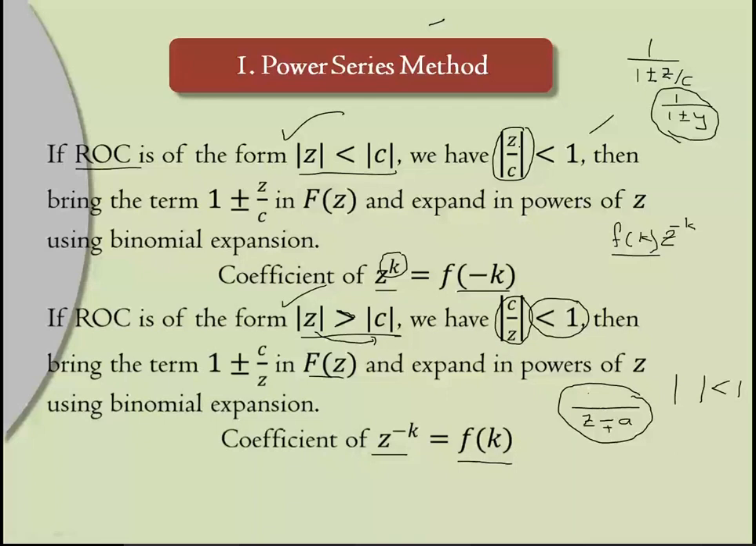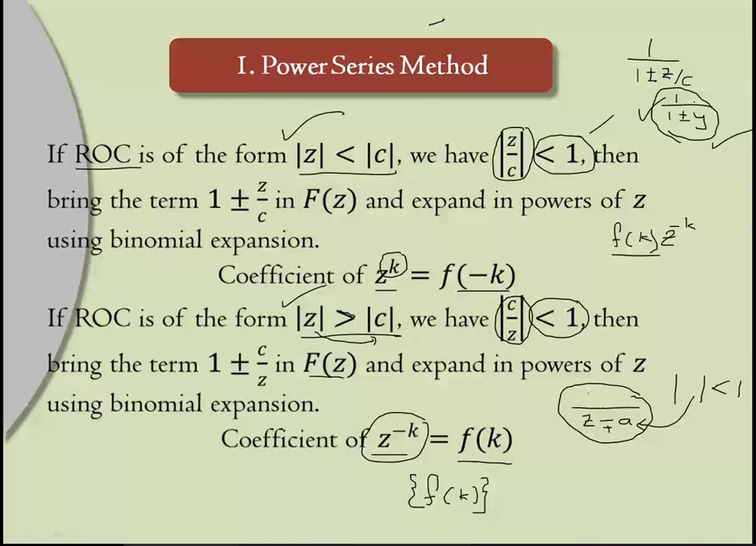Then whichever term is less than 1, bring that term into that F of z. Do the expansion by using this formula. And then if we get the positive power of z, we get f of minus k. If we get a negative power of z, it gives us f of k. And our aim is to find f of k, and that series is nothing but the inverse Z transform. So no separate formulas we have to remember. We are using the formula which we have already used many times. In differential equations also we use this formula. In finding Z transform also we use this formula. So we are making use of that formula again and again.